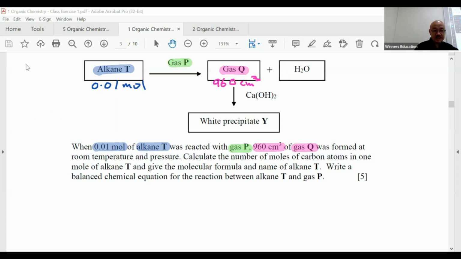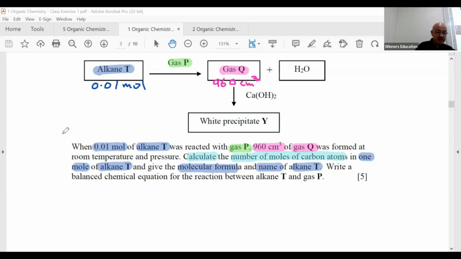Now, they start to ask us, calculate the number of moles of carbon atoms in 1 mole of alkane T. It's all about the keywords. You realize anything I never highlight is redundant to me. They're just useless English words. I'd like to go straight to the point as a math and science student. And give the molecular formula and the name of this alkane T. Got it.